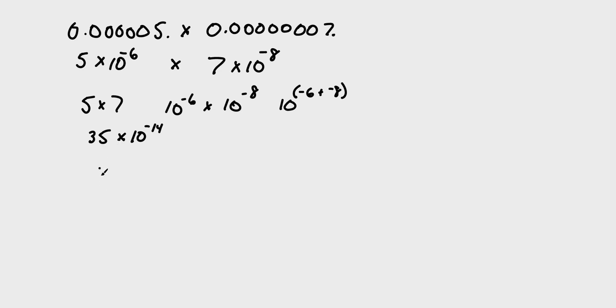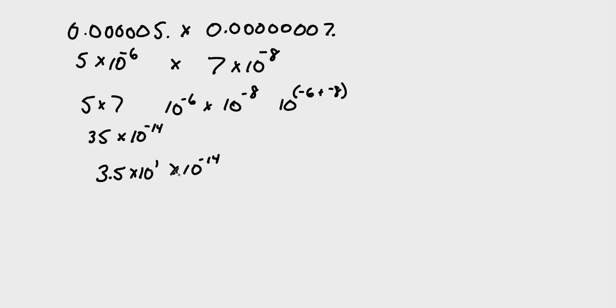So it's going to be 3.5 as our significant figures, and now what we had to do is move the decimal place one to the right. So that 35 is the same as 3.5 times 10 to the first power. But we also have it times 10 to the -14th power. So we had to move it.